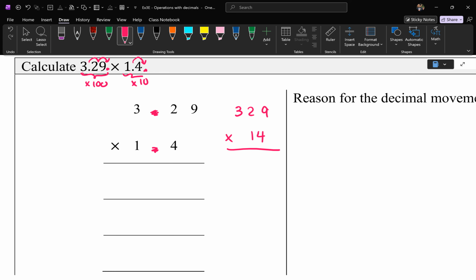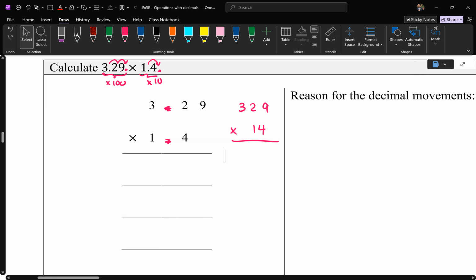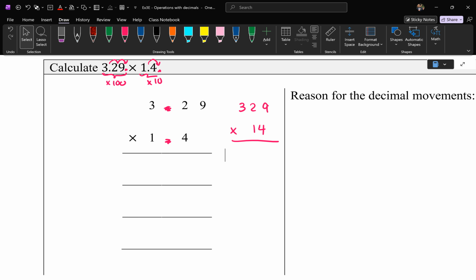Here we go. So we've changed the problem. Instead of 3.29 times 1.4, I want you now to rewrite it as 329 times 14. Will we do that in our books? Yes. We have to write 329 times 14. Yeah. Very good. So once we've got 329 times 14, this is more familiar to what we did in year 7 and primary school with multiplying long multiplication. Let's remind ourselves how to do long multiplication again.